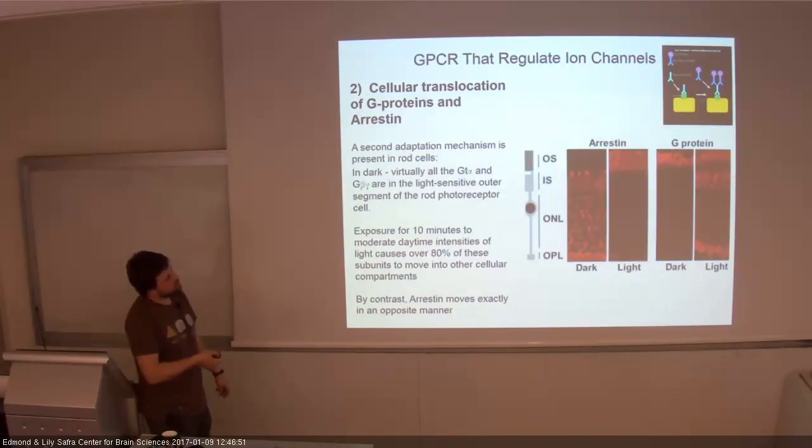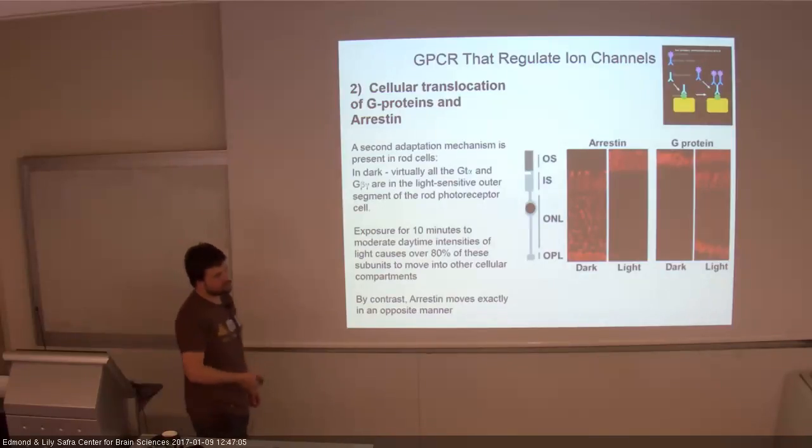And you can see almost the opposite thing for the G protein themselves. So in dark conditions, you have a high concentration of the G protein where they're supposed to be to be activated. And in light conditions, they're more or less distributed homogeneously throughout the cell.